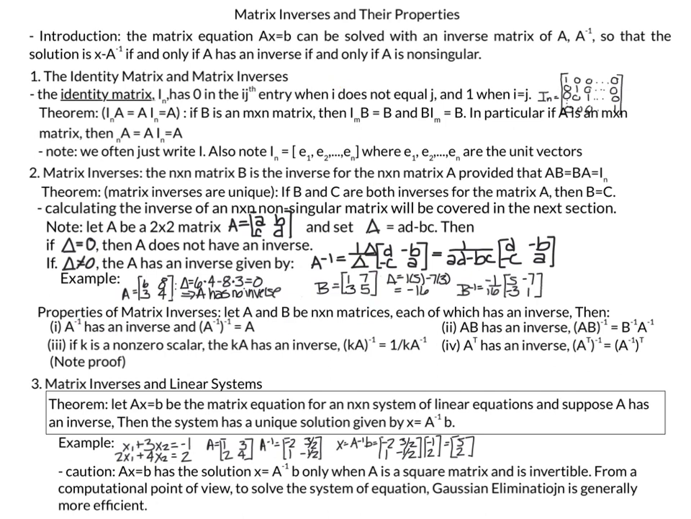So this video is a lot about calculations, although these properties are really good to know too for future proofs. Anyway, the next thing we want to look at is how these matrix inverses help us solve linear systems. And we have this theorem. If AX equals B is the matrix equation that represents an n by n system of linear equations, suppose A has an inverse, then the system has a unique solution given by X is equal to A inverse B.